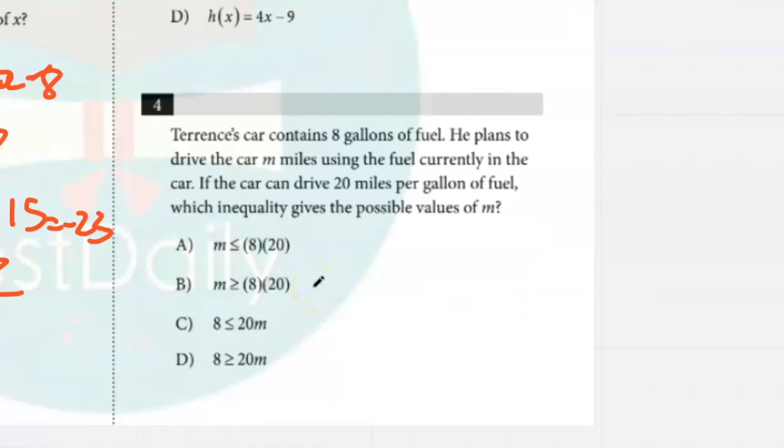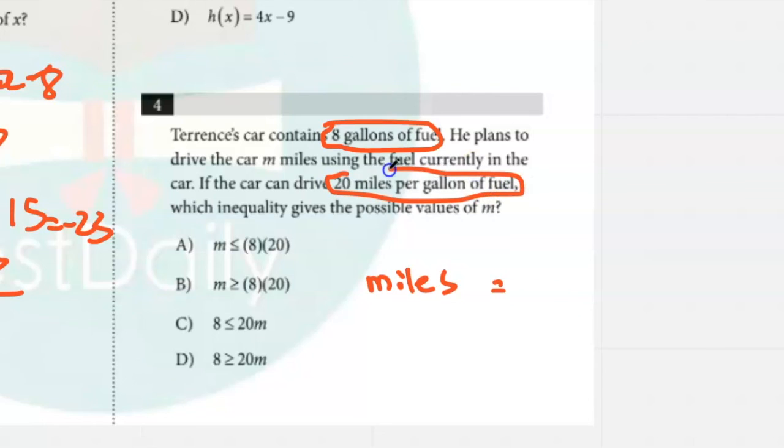Okay, number 4. Terrence's car contains 8 gallons of fuel. He plans to drive the car m miles using the fuel currently in the car. If the car can drive 20 miles per gallon of fuel, which inequality gives the possible values of m? So we know that we're looking for a value that's in a number of miles. The unit is miles. And we're given 2 units. We have a unit that represents a number of gallons and the number of miles per gallon. I'm going to circle it here.